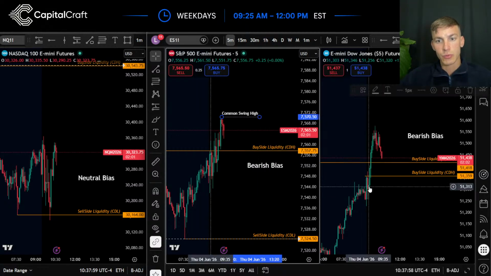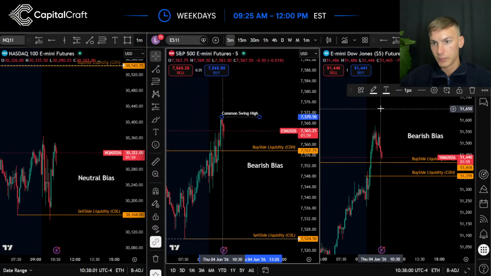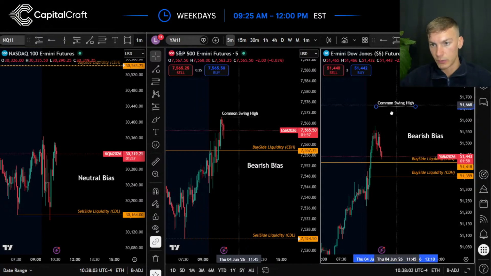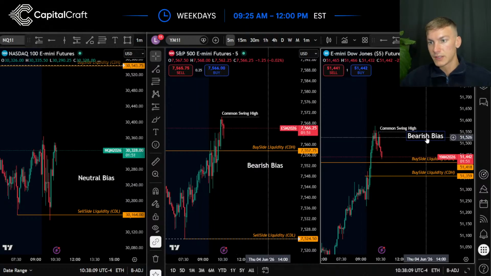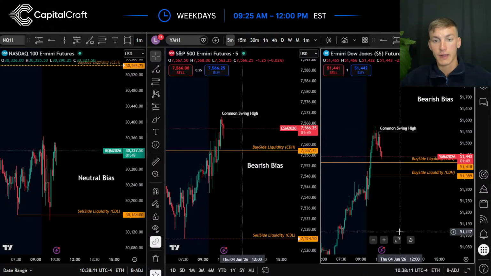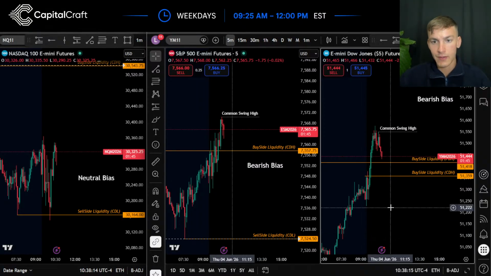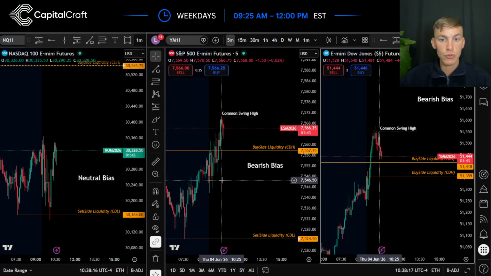Okay, so we have a common swing high. What I'm going to do there is just copy and paste it over here to the Dow. That way we don't have to go and manually type stuff again. Alright, so that is the common swing high which I am looking to take. Now, once again, a swing high is a 3-candle formation, okay? So the actual candle which forms a swing high on the S&P 500 is at 9:25.